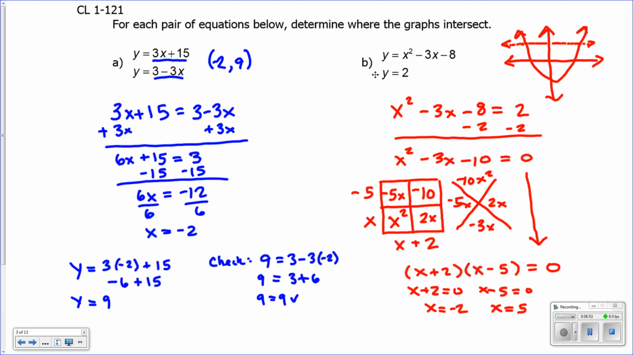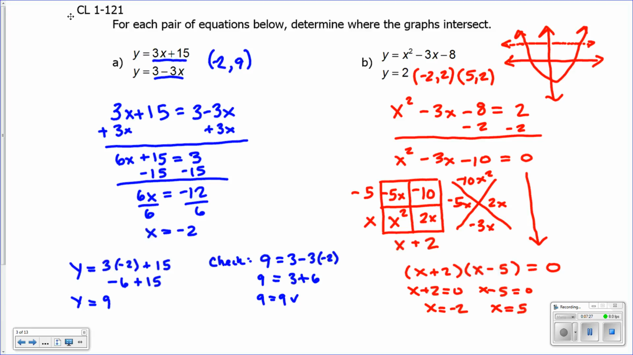Now, if you plug in the second one, that makes it pretty easy because there is no x, which means the y-coordinate for both intersection points has to be 2. So we're going to have the points, I'll write them up here, negative 2, 2, and 5, 2. If you want to check them, take your x values, plug them in here, and you should get 2 as your output.